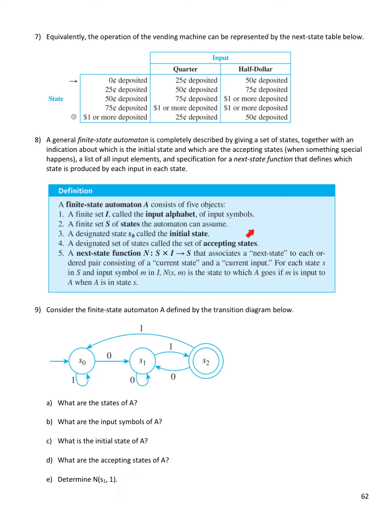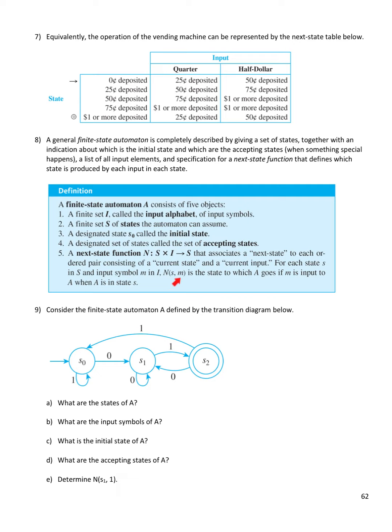So this is just a formalization of what we just read up here. Okay, so a finite set I is called the input alphabet of input symbols. Then we have a finite set S of the states, a designated state to be initial, which we call S naught, a designated set of states called accepting states, and then a next state function. So we have a function, n, that goes from S cross I. So my input is a state and an input, and it tells me the next state.